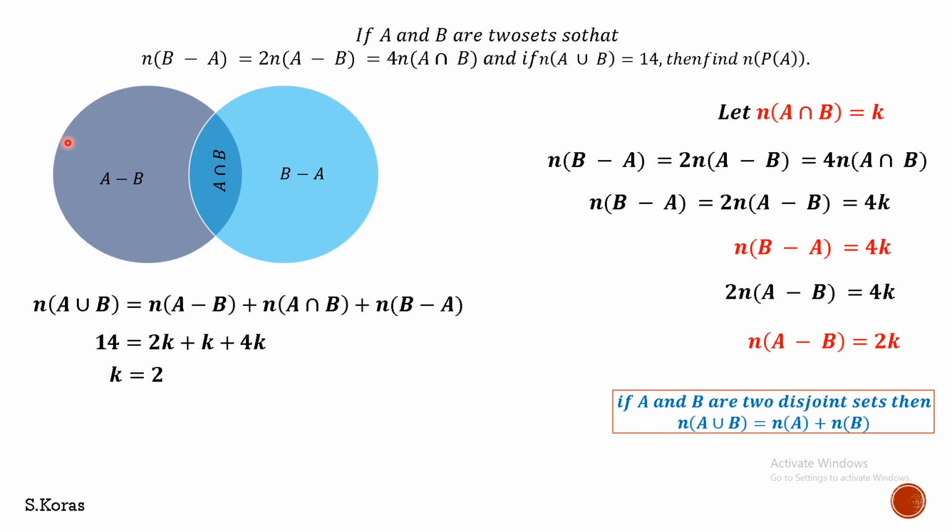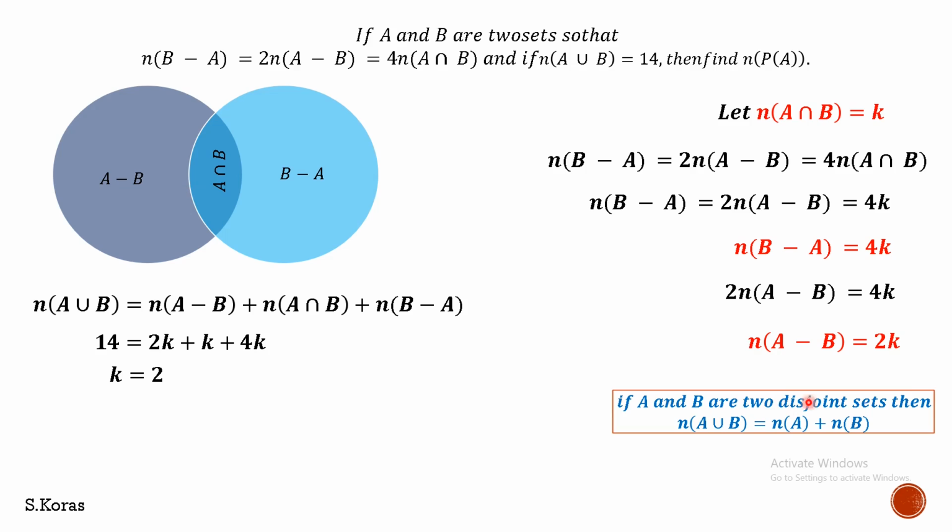This is our A. This A is nothing but A difference B union A intersection B. These are two disjoint sets, this A difference B set and A intersection B set. If we unite these two sets, we'll get set A. So since these two sets are disjoint, we can apply the formula like this.